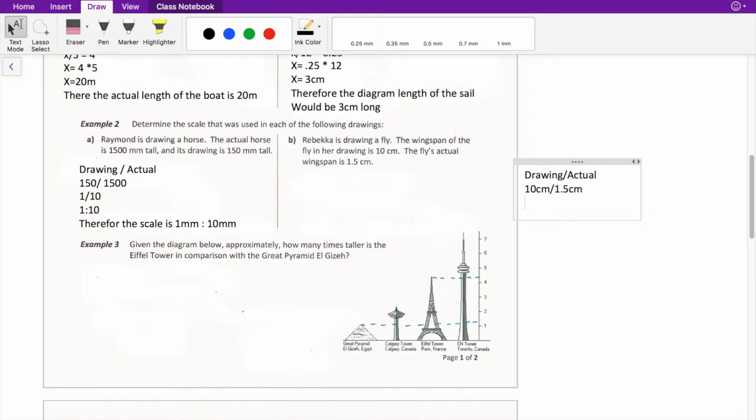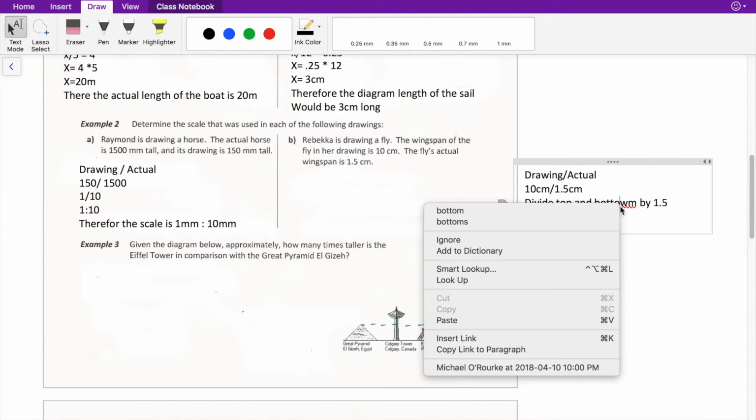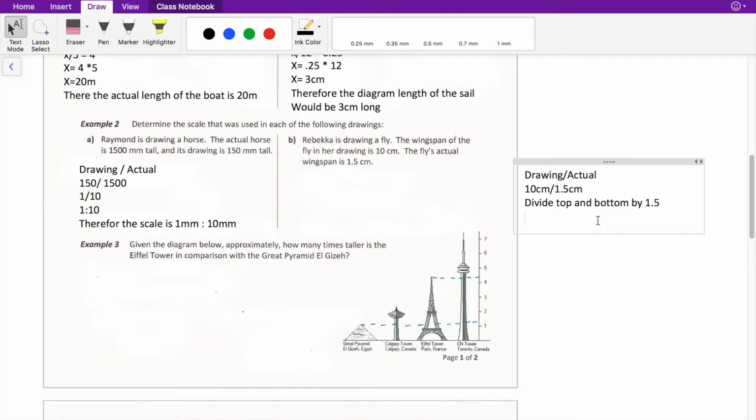So divide top and bottom by 1.5. Who spelled bottom that way? Horrible. So if we do that, we are going to get 6.67 over 1. Okay. Or, if we want to write it this way, 6.67 to 1. Therefore, the scale is 6.67 to 1.